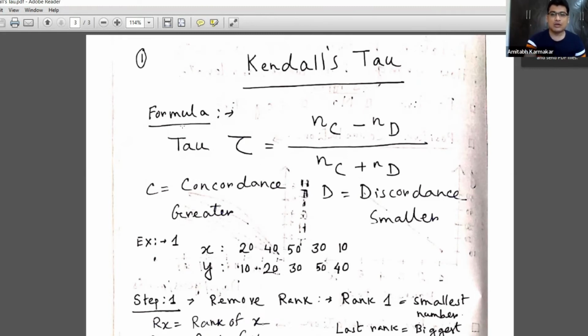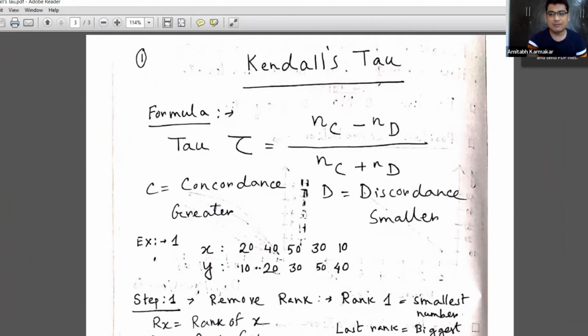So the formula is NC minus ND upon NC plus ND. N is your number, C is the concordance and D is the discordance. We'll see to it, don't worry, just relax. What is NC and ND? N is the number.